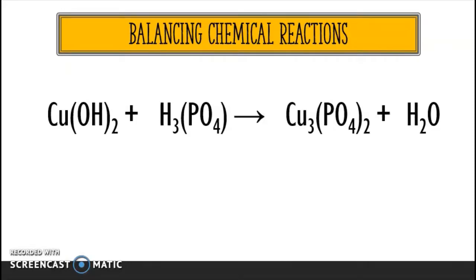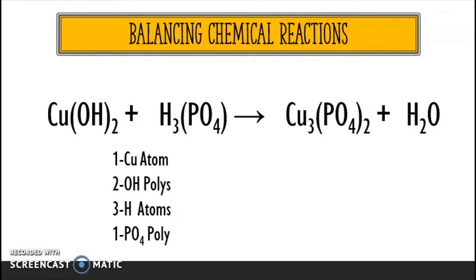Here's a great one. Now, I'm going to start by labeling the number of atoms that we have on each side. But when I do that, I'm not going to break apart my polyatomic ions. I'm going to list them like they were their own atom. So on my reactant side, that would give me 1 copper atom, 2 hydroxide polyatomic ions, 3 hydrogen atoms, 1 phosphate polyatomic ion. Now I have an issue.